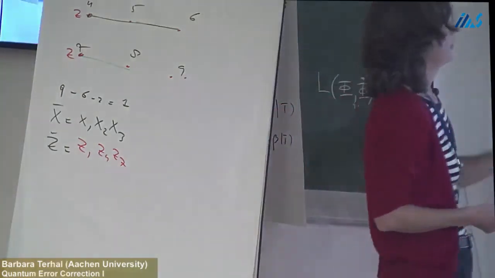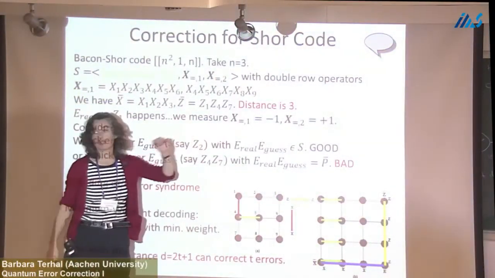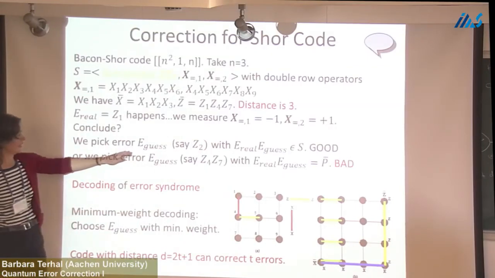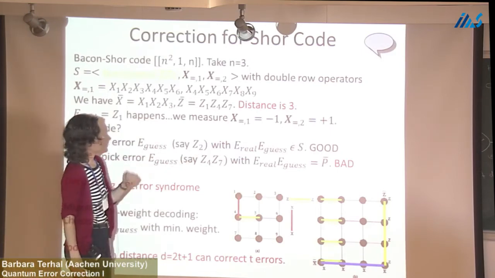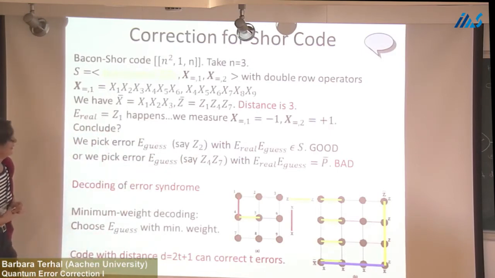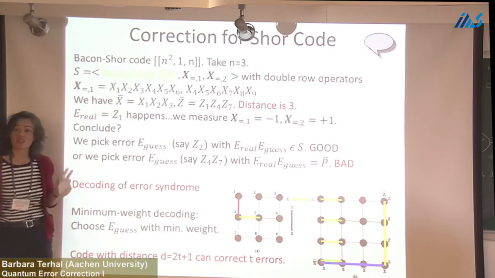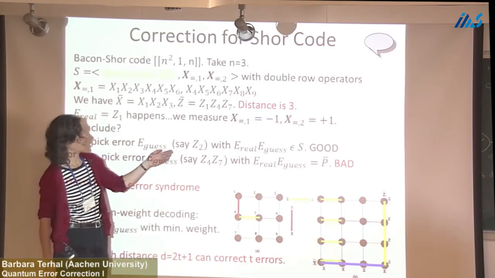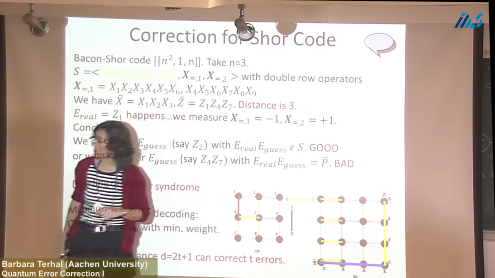So what we do is, on the basis of these eigenvalues, we make an inference about the error. We pick an error, E-guess. Let's assume it's Z2. And then we can make a statement about whether we did well or not. Now, there are two possibilities. One is, let's say we take E-guess to be Z2. E-real times E-guess is an element in the stabilizer.